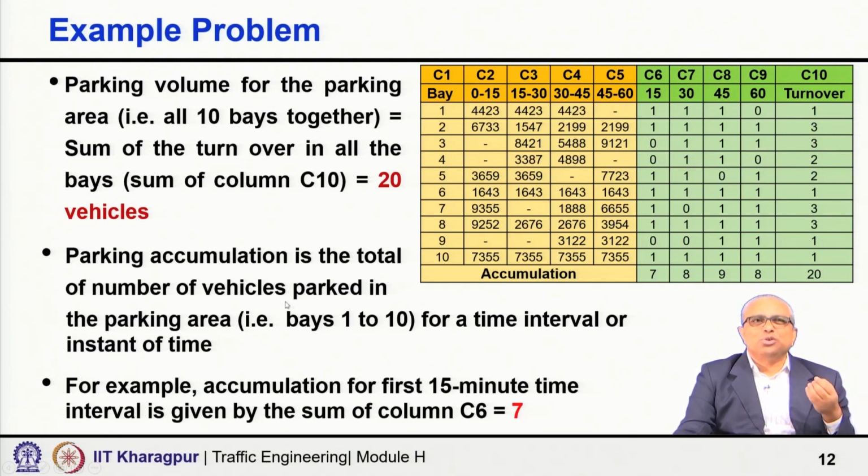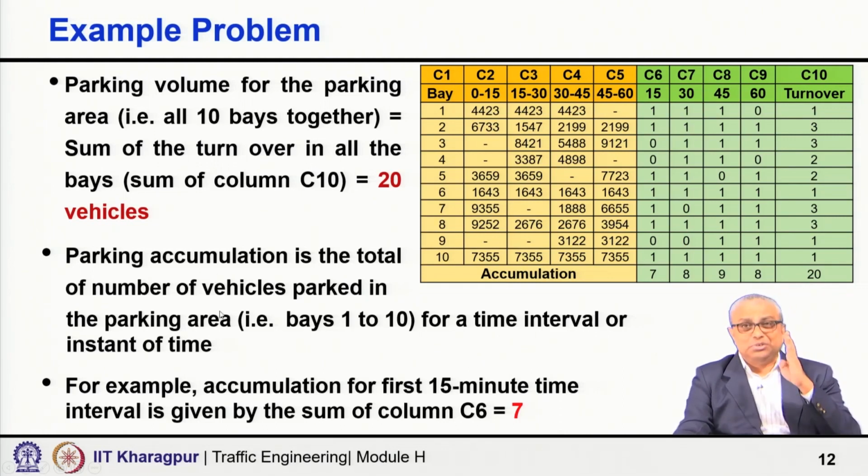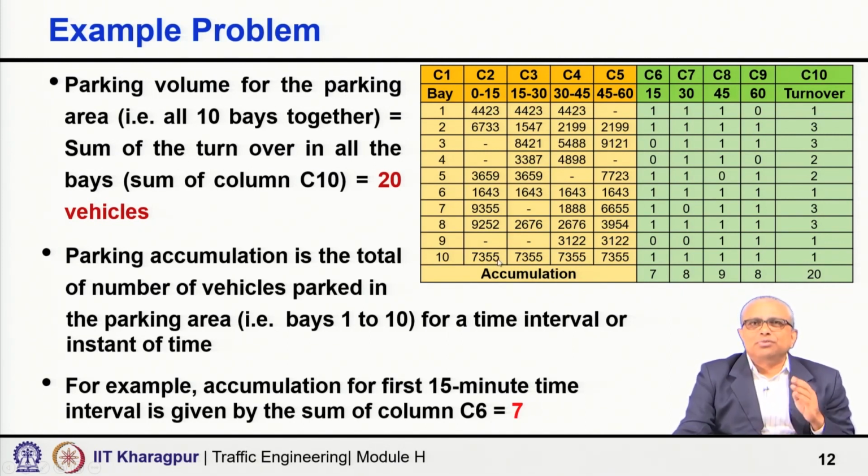Now, parking accumulation is the total number of vehicles parked in the parking area considering bay 1 to bay 10. That is what the parking accumulation is. At a given instant of time, how many vehicles are parked? So, how can I get it? At 15 minutes, just at 15 minutes, suppose, how many vehicles are parked? Add all this column. If there is a vehicle parked, it is 1, otherwise 0. So, I have 7 vehicles parked.